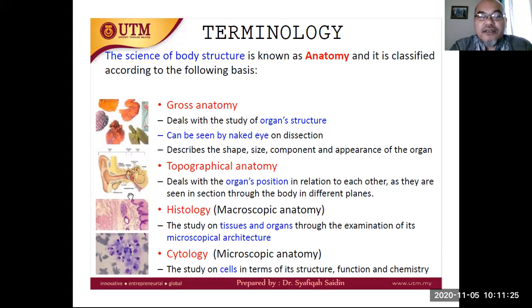In gross anatomy, it's more of what can be seen with the eye. Then if we go deeper, it goes to topographical anatomy, which deals with the organ's position relative to each other. And then if we go smaller again to histology, the macroscopic anatomy, this studies the tissue and organ through the examination of its microscopical architecture.